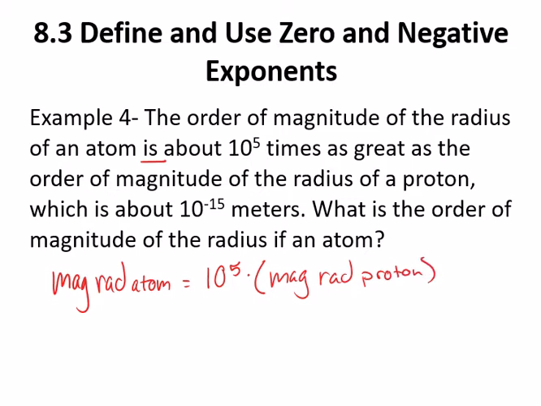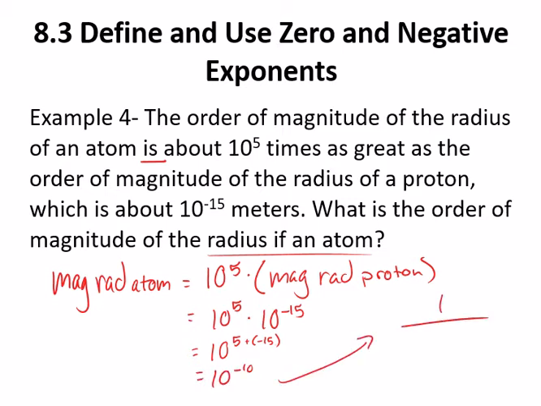Alright, so filling in my additional values here, I have 10 to the 5th power times 10 to the negative 15th power. And if I am to find the magnitude of the radius of an atom, I just need to use the product of powers here, and I have 10 to the 5th plus negative 15, which is 10 to the negative 10th, or how you might write it is 1 over 10 to the 10th. Alright, and that is the solution.